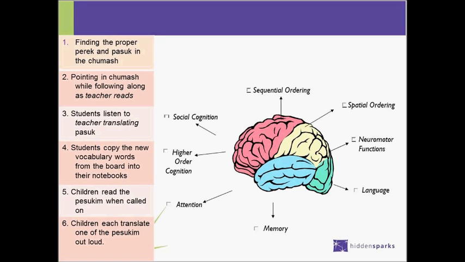Attention. Language and attention. Very good. There's receptive language there. Language and attention. Attention and language. Okay, great. Next, attention and language. You guys are good and consistent. Okay, next, students copy the new vocabulary words from the board into their notebooks.